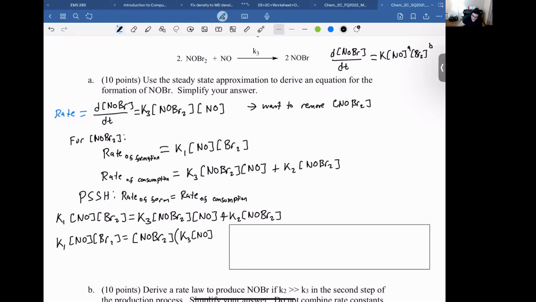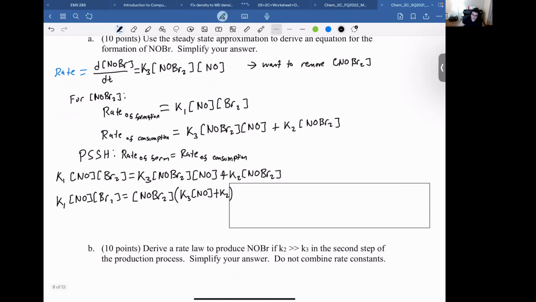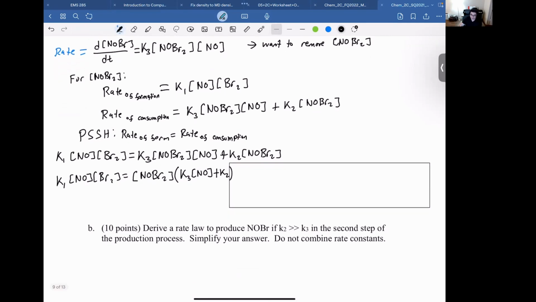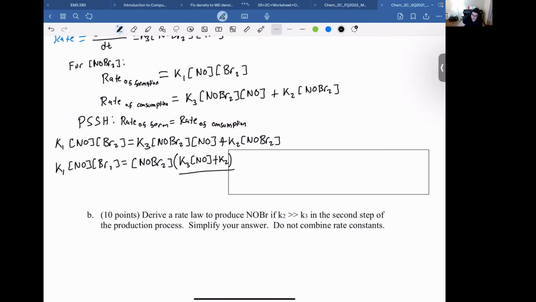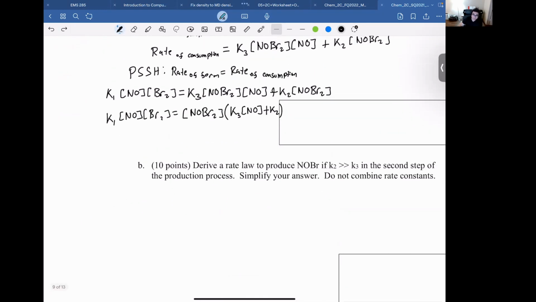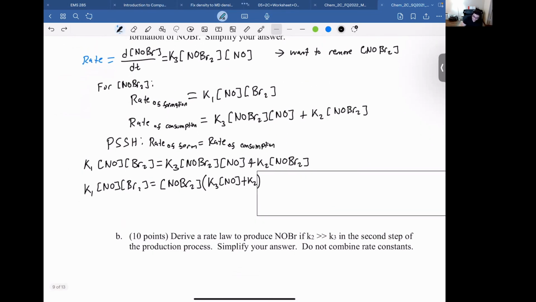K3 times NO, and then plus K2. So I just factored it out on the right side because they're multiplying by the same thing, right? Like 2xy plus 3x. You can factor out the x to get x times 2y plus 3. Then I go ahead and divide this term out because I want NOBr2, so I can plug it back in because I didn't like it, right? It doesn't look like the rate law I want.